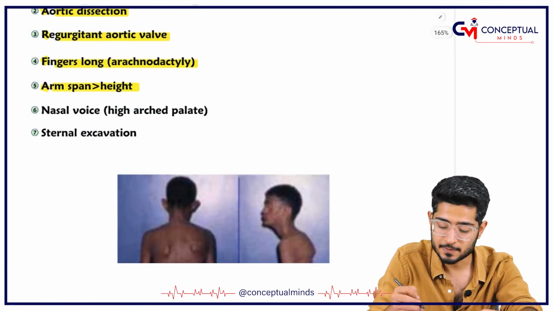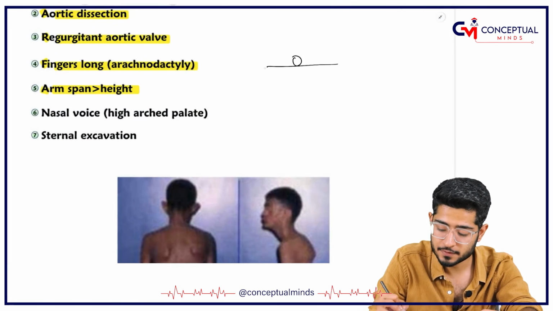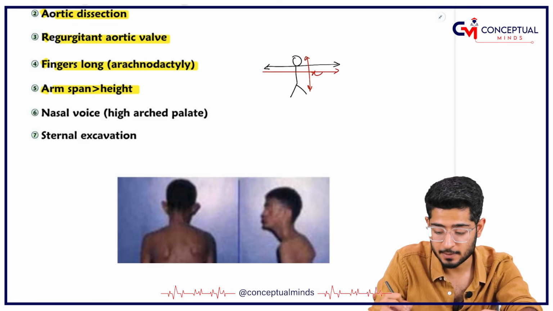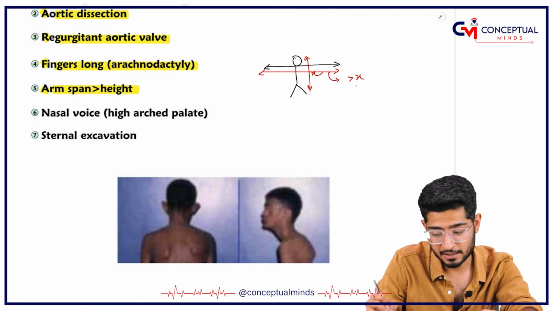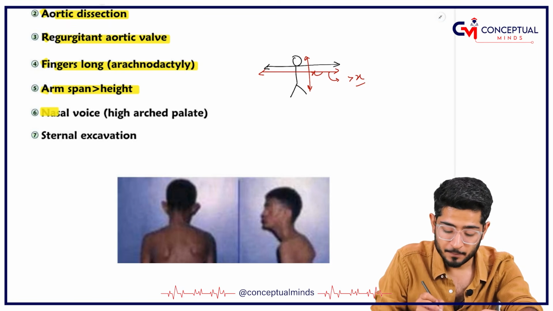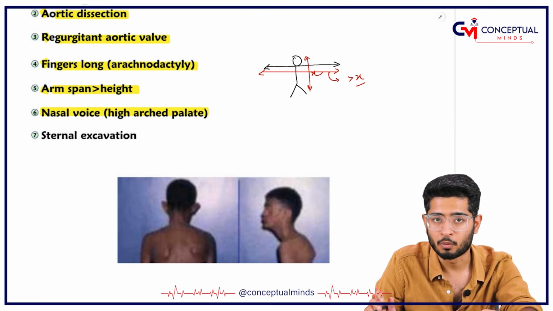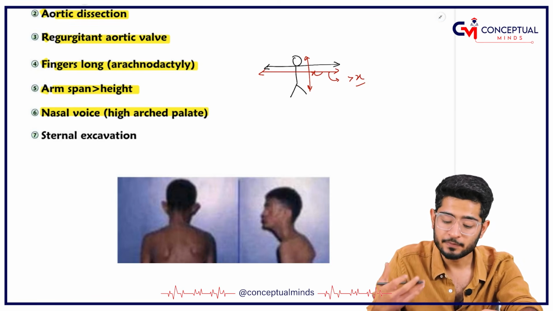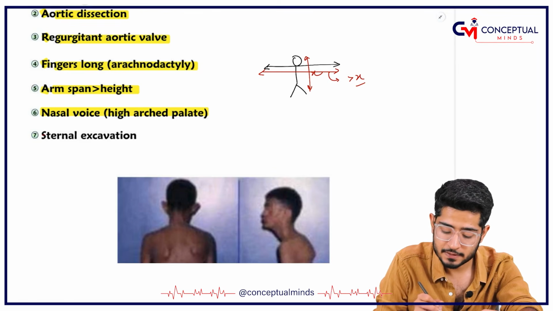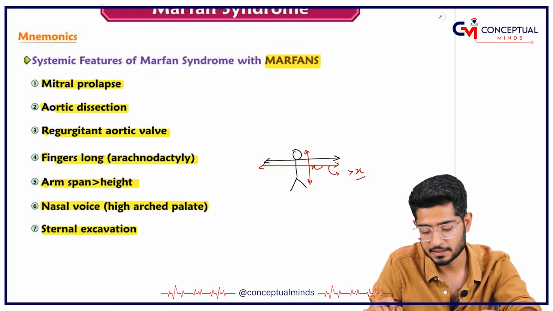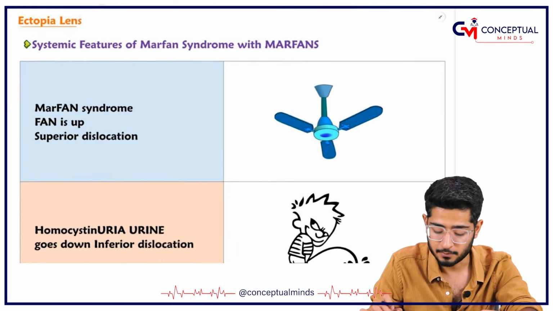Let me discuss the arm span. So for example, if you stand like this, and this is the total height, supposedly X is the total height. The arm span is going to be more than X in Marfan syndrome. Nasal voice, because the palate is high arched, so they will speak like hello, how are you, like that. So nasal voice, high arched palate, and of course there is sternal excavation, or in fact carinatum also, but yeah, all these things are there. So this is actually the mnemonic for Marfan's.